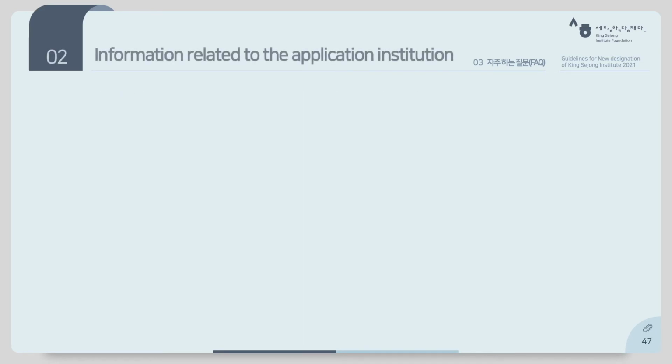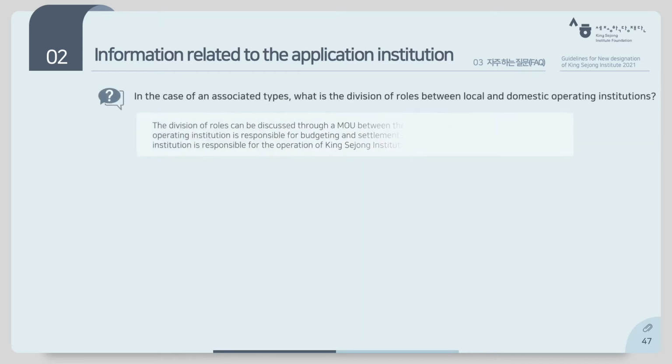Next, we have answers to questions regarding the institution information. In the case of an associated type, the roles can be divided according to the business agreement between the two agencies. In general, domestic operating institutions are responsible for budgeting and settlement, and local operating institutions are responsible for the operation and education of King Sejong Institute. For examples of MOU, please refer to pages 15 and 16 of the King Sejong Institute's operating guidelines.